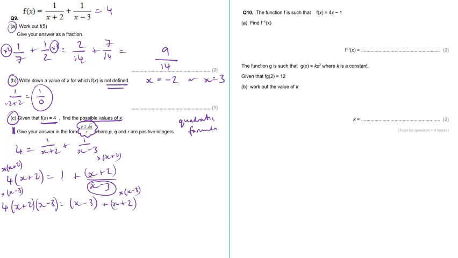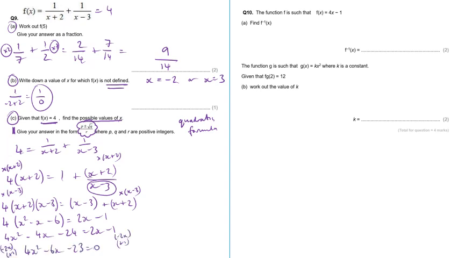Now we need to expand these brackets, and then we need to rearrange to make it equal to 0. So we've got our quadratic here equal to 0, and now we can go on to solve it. Normally I'm looking straight away to see if we can factorise it because that's generally easiest. But remember what it said in the question. It wants our answer in this form, so we want to be using the quadratic formula.